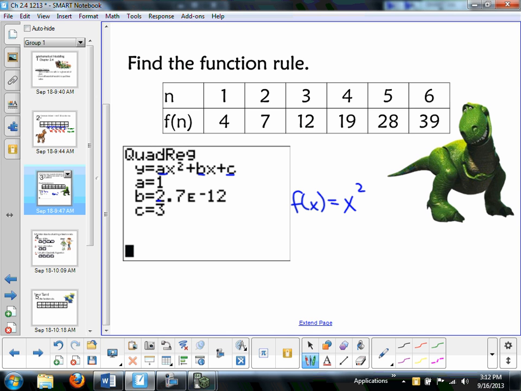Think about this number here. This is scientific notation. 2.7 times 10 to the negative 12. That's really 0. That's basically 0. The calculator can't handle it perfectly, but it's saying 0. So we don't have an x term. And then for our c, we have a positive 3. So our function rule is x squared plus 3.